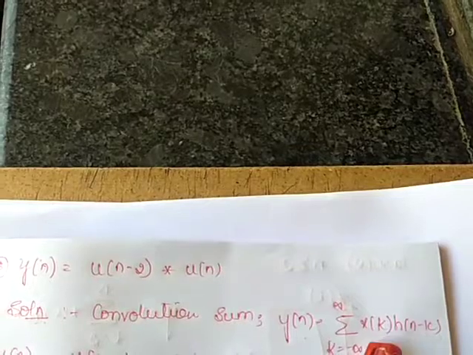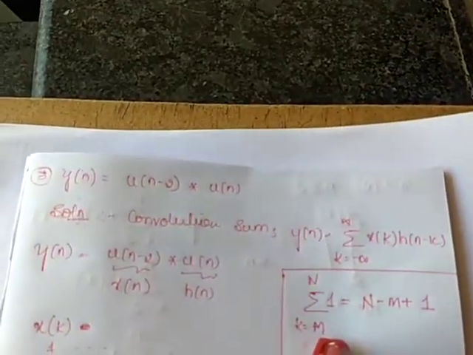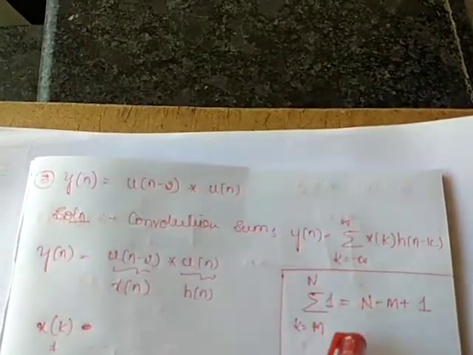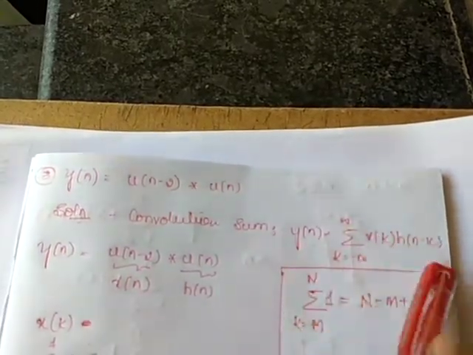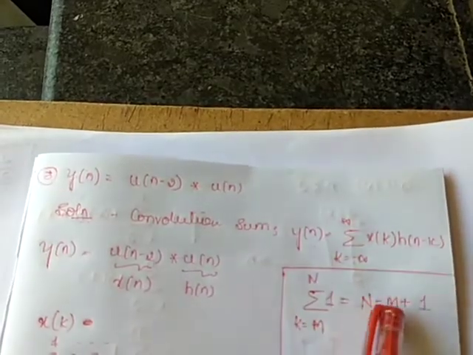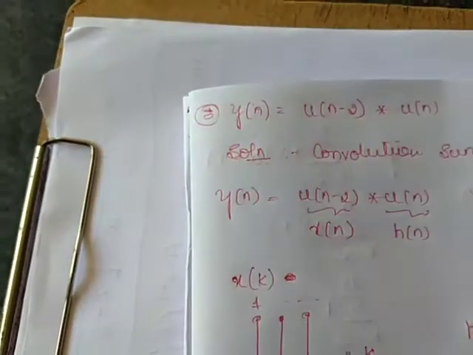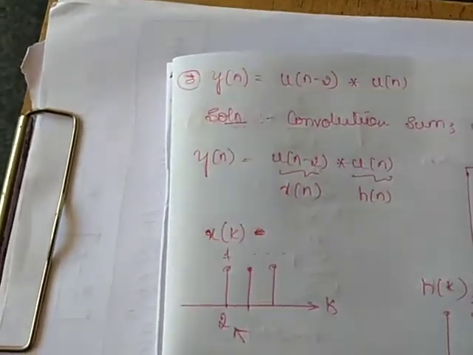And here we need to know one standard formula. At the end, once we are done with the convolution, I will give all these formulas. But for the moment, you need to remember only this formula: summation k equals m to n of 1 is n minus m plus 1. Now get back to the convolution sum, now get back to the problem.